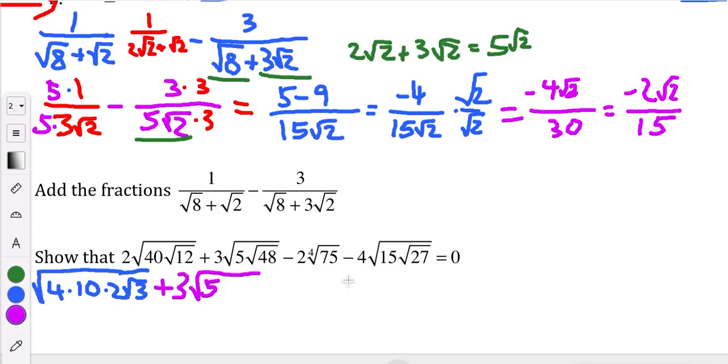5. Root 48, well, that's 16 times 3. So that's times 4 root 3. Okay, so root 48, I'm saying, is 4 root 3, because 48 is 16 times 3, and the square root of 16 is 4. And then we'll move on to the next one.